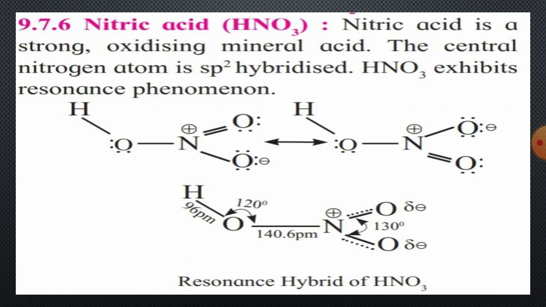The central nitrogen atom is sp2 hybridized. Here students, we have the structure of HNO3, that is nitric acid. We have one atom of hydrogen, one atom of nitrogen and 3 atoms of oxygen. In the middle, nitrogen is present. This nitrogen atom is sp2 hybridized.